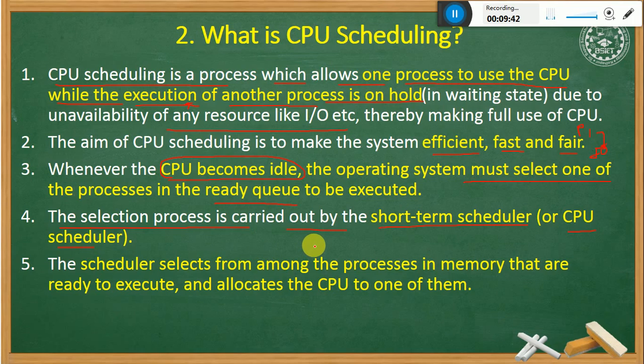In the CPU scheduler or short-term scheduler, when the CPU is idle or the current process is in the waiting state, it will select the next process which is in the ready queue. The scheduler selects the appropriate process from the ready queue and allocates the CPU for execution. That process is known as CPU scheduling. Due to CPU scheduling, CPU utilization is increased, process performance is increased, overall execution speed increases, and idle time of the CPU decreases. These are the main objectives of CPU scheduling.